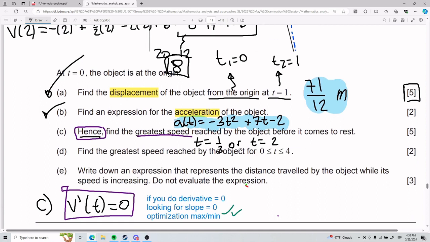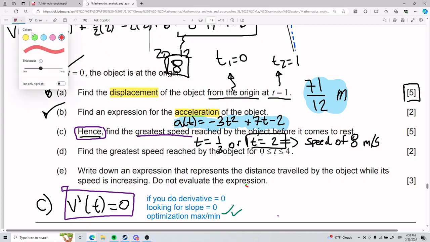And so your answer here was 8. And so for part C, plugging in t equals 2, you end up with a speed of 8 meters per second, right? Because those are the units that we're working with here.